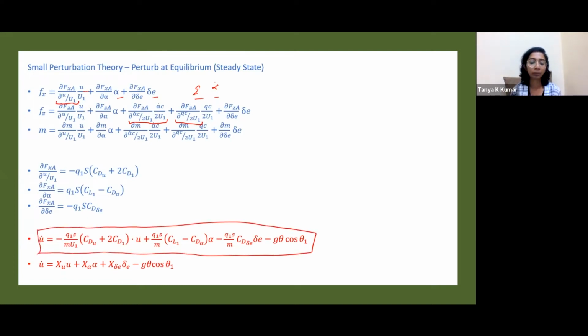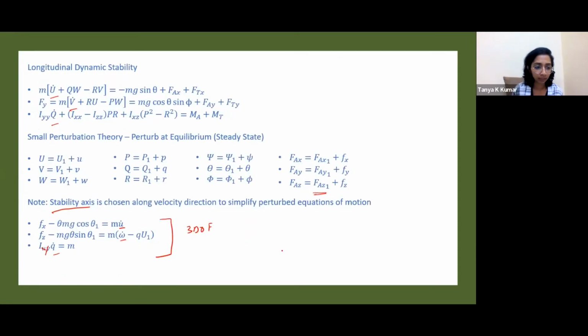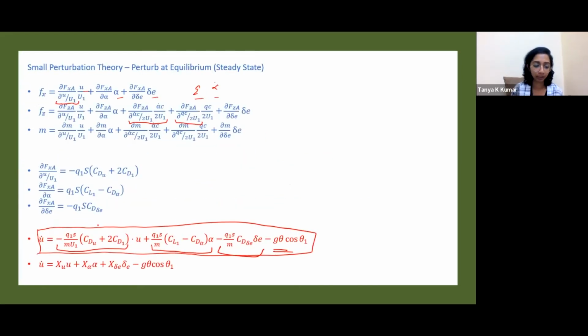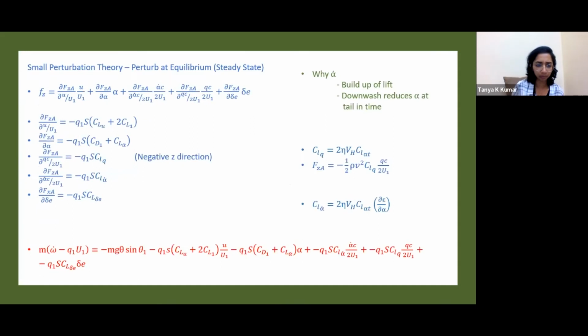Now that equation is simplified in this way, where Xu is nothing but this term, Xα is nothing but this term, and Xδe is nothing but this term. This comes from the main equation of motion. You can see in the previous case, it's this, right? So that comes from there. So you got your first equation, that is the u dot equation. This is written to finally simplify the equation in terms of a matrix.